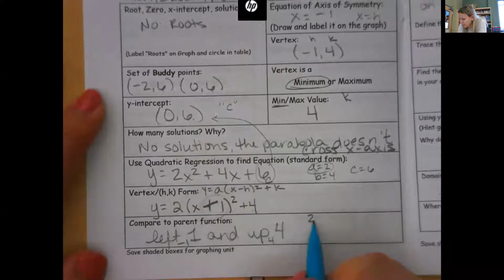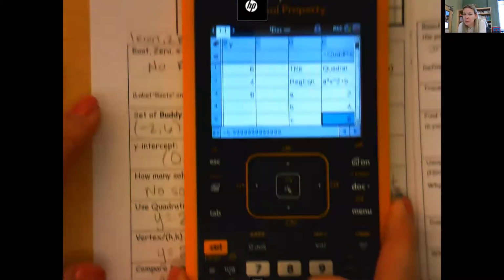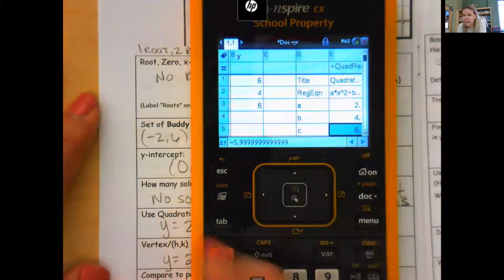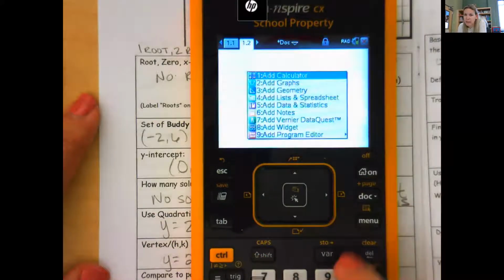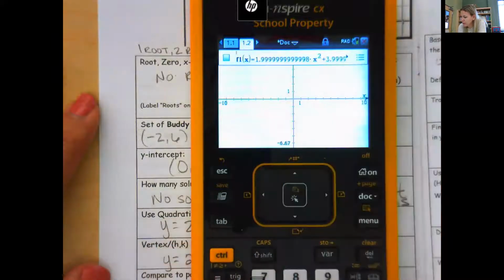Let's talk about the 2. And in order to do that, we're going to go back to our calculator. So remember when we do this, it saves it in F1. So we're going to say Control Doc, and we're going to add our graph. So if we go up, there is our equation.